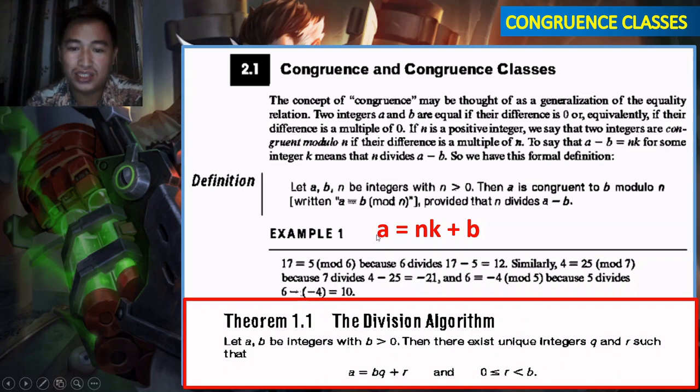The forms are the same. Here a is a, n is your b, k is equal to q, and b is equal to r. In here, our b is greater than 0, so our n is also greater than 0. So n divides a minus b, so it is the divisor. a is the dividend, k is the quotient, and b is the remainder. You can also think of a as the remainder and b as the quotient, so it can be switched.